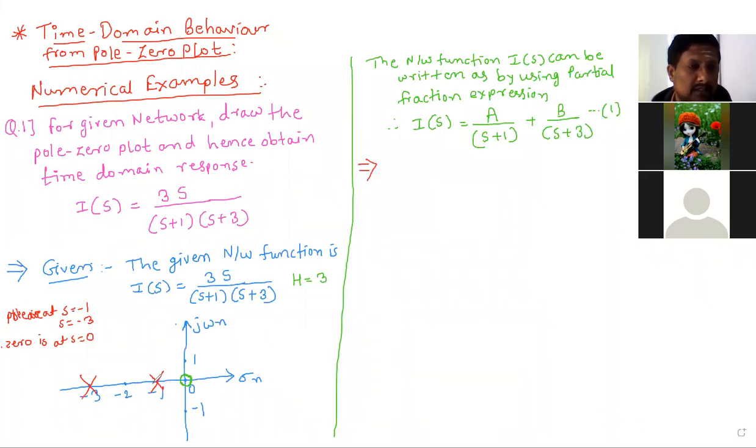Total 2 poles are there. Each time you have to consider one pole as a reference pole. आता पहिला मी reference pole घेतो at s is equal to -1. Okay, so I will write like this.